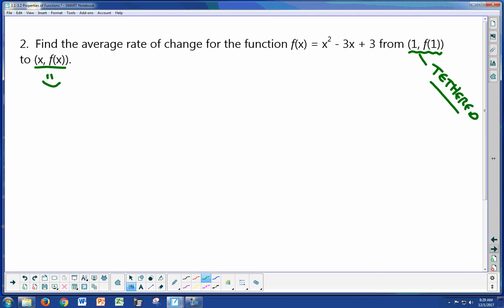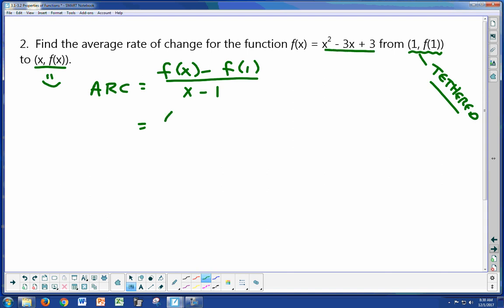So we're going to still write the same thing. Average rate of change is equal to f(x) minus f(1) over x minus 1. And notice, of course, that there's really no difference between this and the last problem, except that we don't have a number to put in for the first part. So f(x) is simply given as this expression here. We're going to write that as x squared minus 3x plus 3, and then minus f(1).